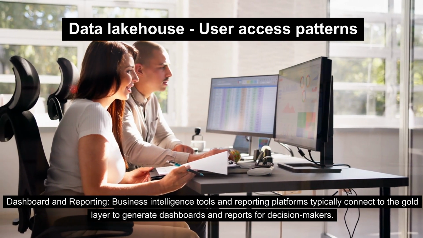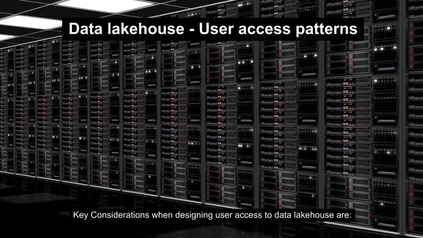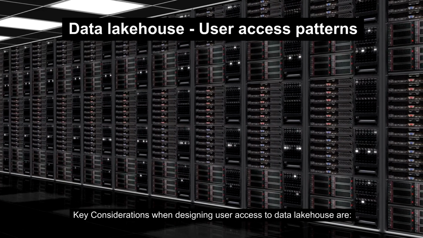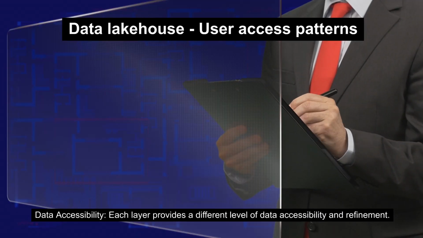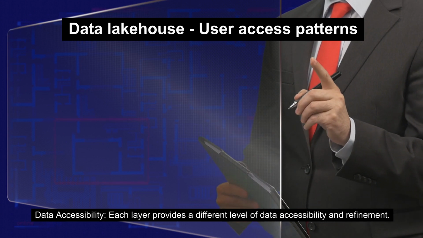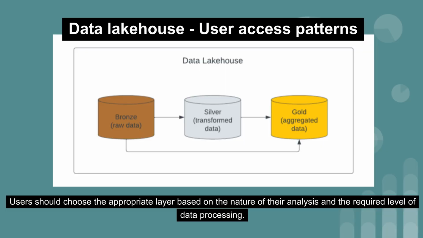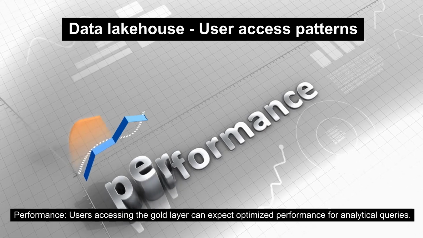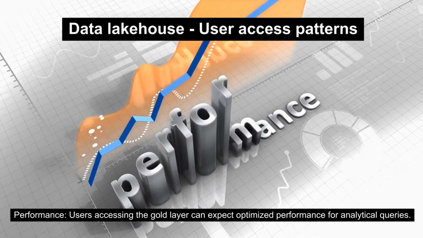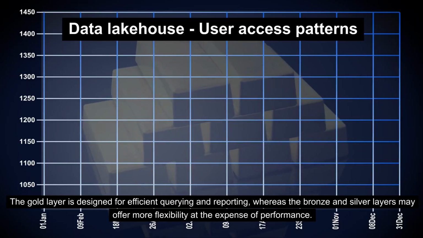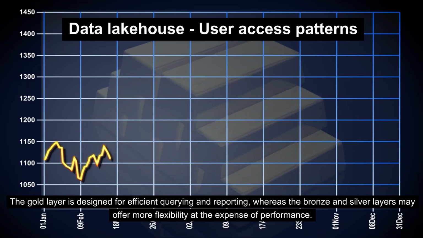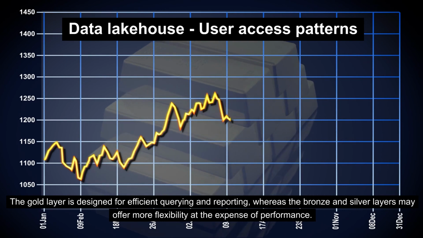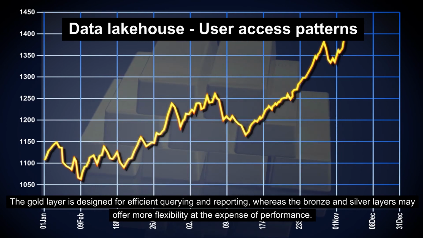reports for decision makers. Key considerations when designing user access to a data lakehouse are: 1. Data accessibility. Each layer provides a different level of data accessibility and refinement. Users should choose the appropriate layer based on the nature of their analysis and the required level of data processing. 2. Performance. Users accessing the gold layer can expect optimized performance for analytical queries. The gold layer is designed for efficient querying and reporting, whereas the bronze and silver layers may offer more flexibility at the expense of performance.